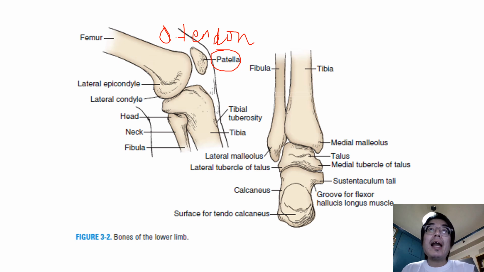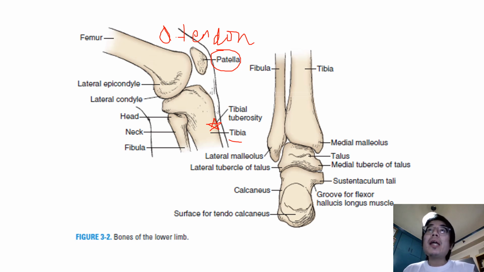Below the patella, below the femoral shaft, are two important lower extremity bones, the tibia and the fibula. The larger of the two is the tibia, and it is the weight-bearing medial bone of the leg. It has a prominence called the tibial tuberosity into which the patellar ligament inserts. It also has medial and lateral condyles that articulate with the condyles of the femur.